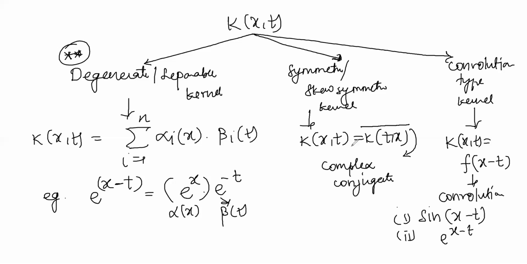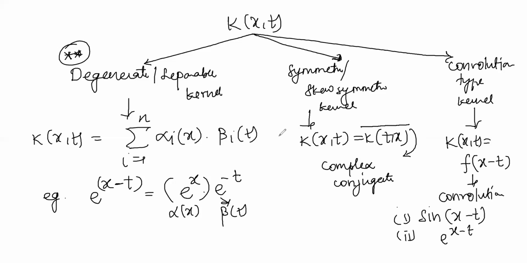In that case, our kernel will be symmetric. K of x, t, if I can write this, K of t, x bar, if they are equal, then my kernel will be a symmetric kernel. Okay. In the case where I have a minus sign, then it will be skew-symmetric, just like our matrix. Okay, so these are the basic types of all these things.